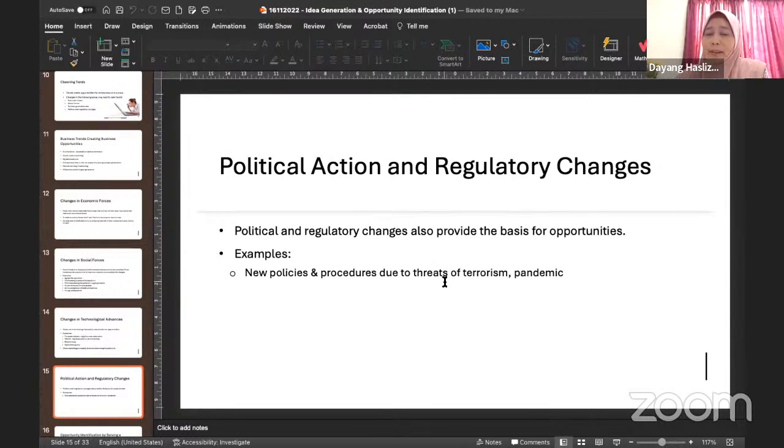These are political action and regulatory changes. For example, maybe due to the pandemic, some countries are imposing more rules. You have to have a certain kind of vaccination, or maybe you come up with a new style, a new way of traveling, having leisure, for example a holiday, which is safe from any kind of virus spreading.